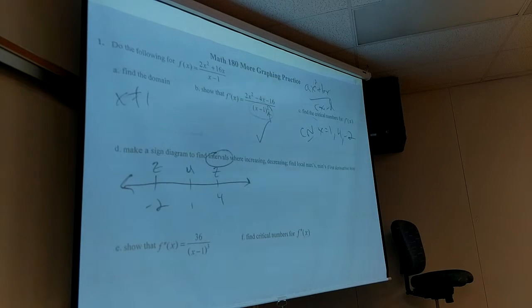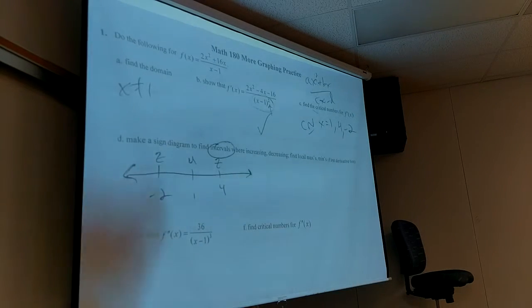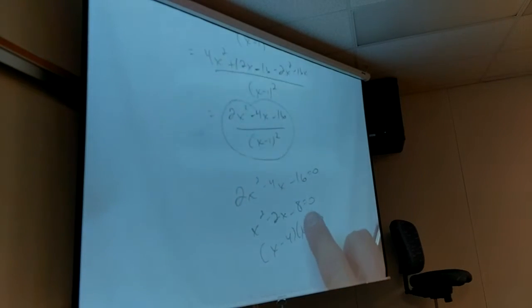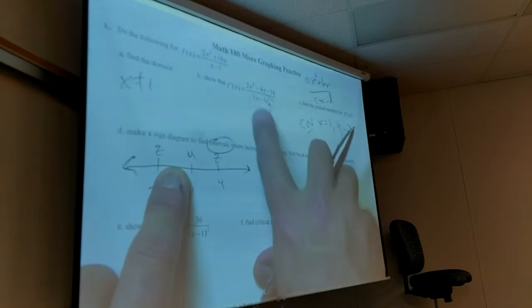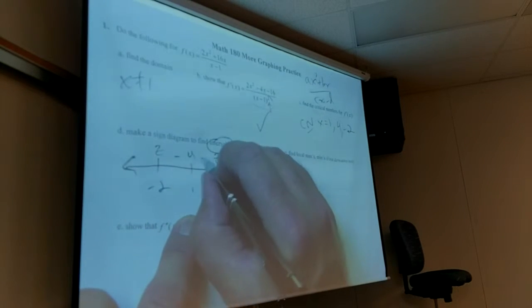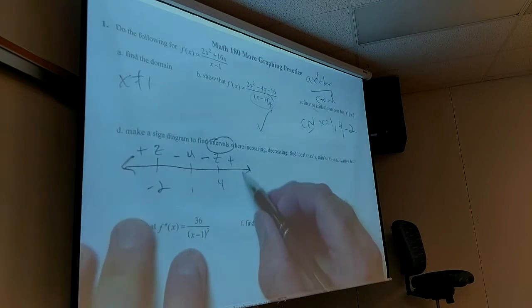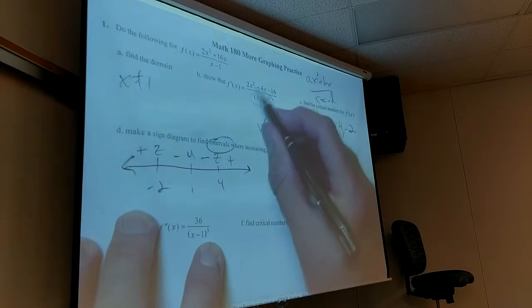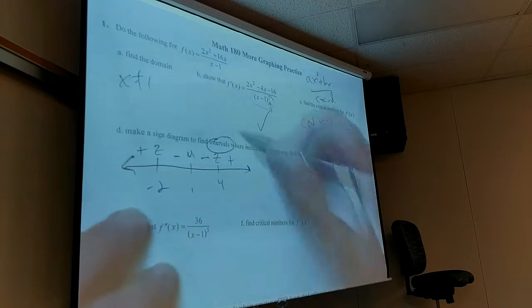So the only one that's not going to change sign is 1, because it comes from a multiplicity of 2. So if I put 0 in, I get negative over positive, so I get negative. It's going to stay the same sign on the other side of 1. It's going to change sign there and change sign there. Let's double check. If I put a 5 in there, I get 50 minus 3. I get positive over positive, positive. Okay, that sounds good.